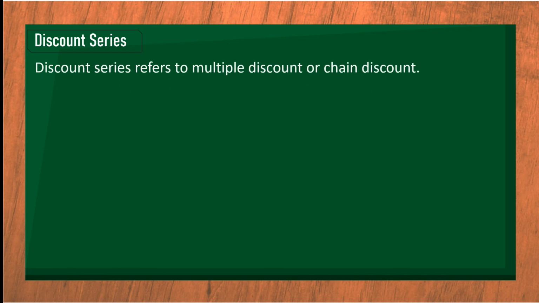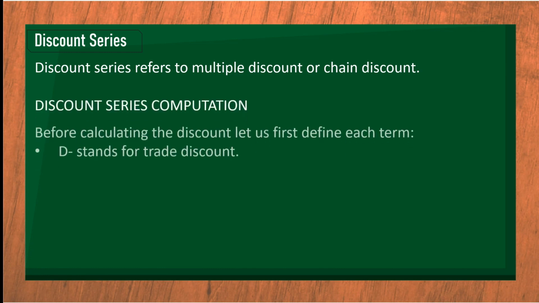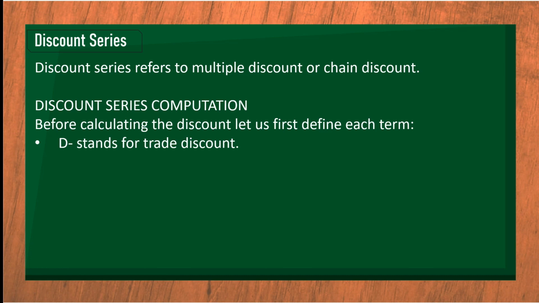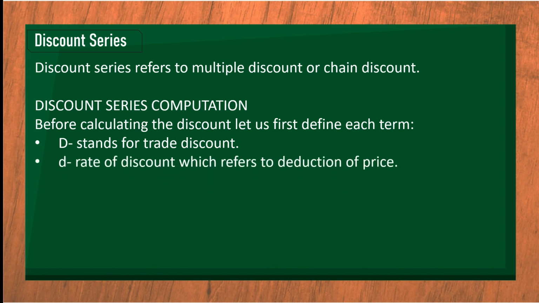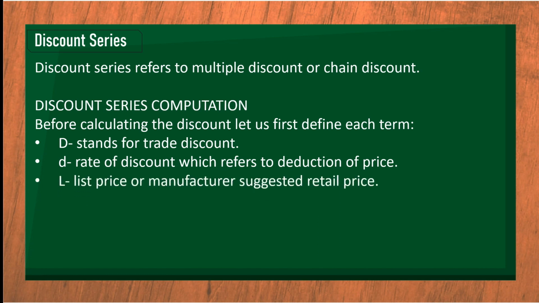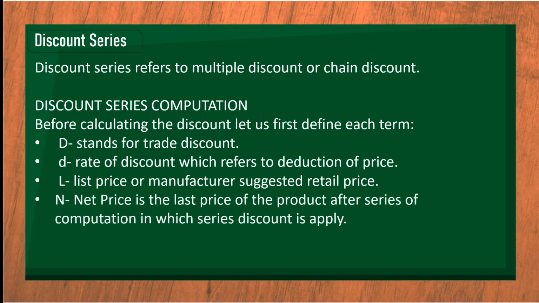Let us go now to the discount series. Discount series refers to multiple discount or chain discount. Discount series computation. Before calculating the discount, let us first define each term. Capital D stands for trade discounts. Small d, rate of discount, which refers to deduction of price. Capital L, list price or manufacturer suggested retail price.